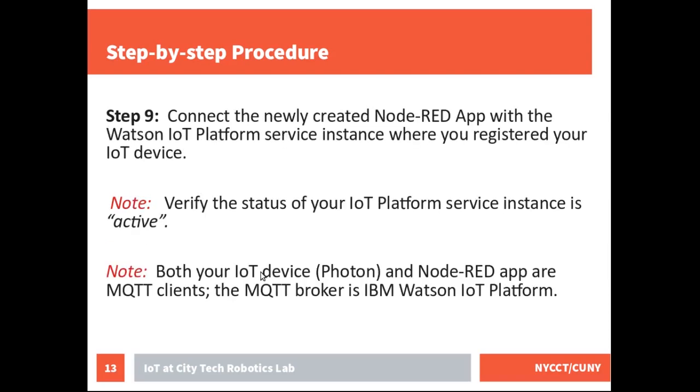Step 9. Connect the newly created Node-RED app with the Watson IoT Platform Service instance, where you used to register your IoT device. Make sure to verify the status of your IoT Platform Service instance is active. Note both your IoT device, which is the Particle Photon, and the Node-RED app are MQTT clients. The MQTT broker is IBM Watson IoT Platform.